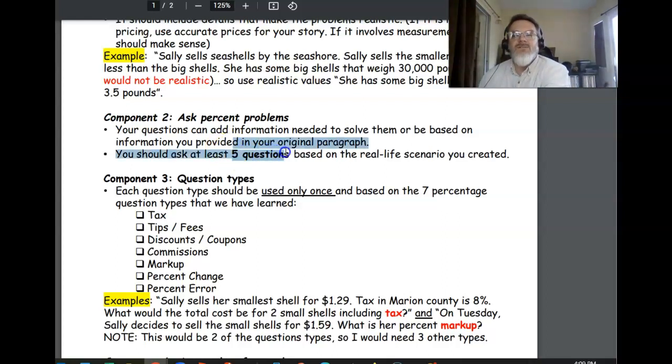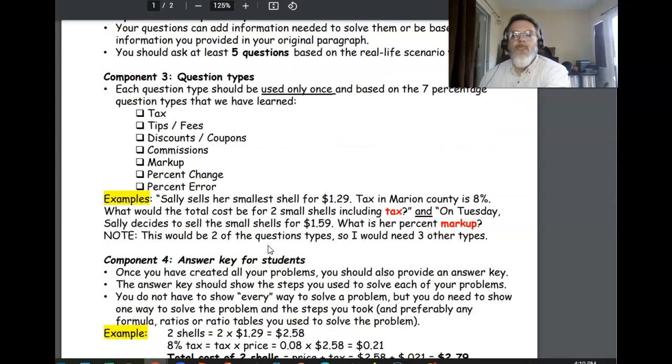Okay, so 5 questions. Each one of those questions should be based off of one of the types of percentages that we talked about. And really, you only need to use those once. Okay, so you don't need to use those a bunch of times. Just come up with one question about one type of percentage problem. So either taxes or tips and fees, discounts and coupons, commissions, markup. Okay, so you have 7 different choices here. And so I put 2 examples. So there's 2 examples of questions you could ask in my story.